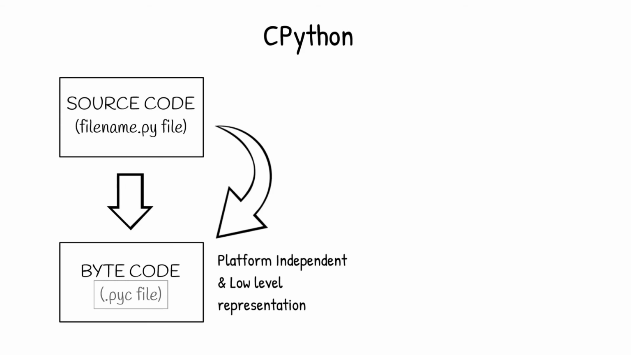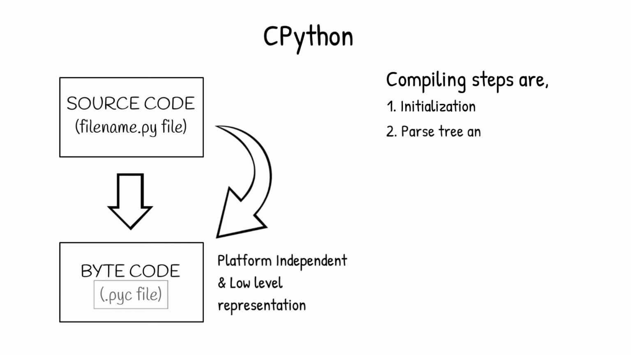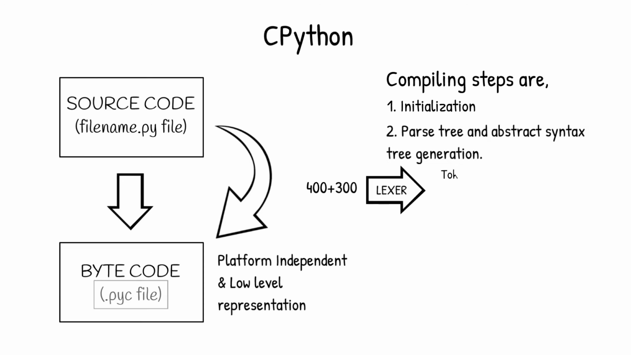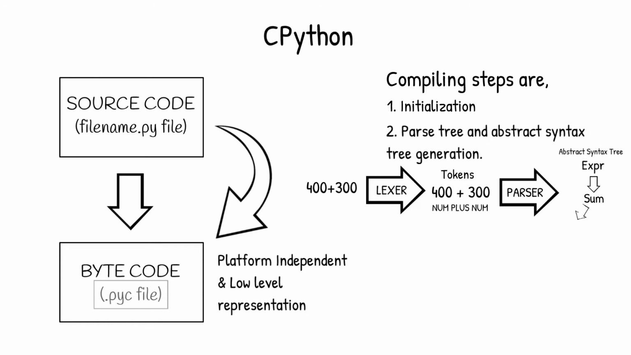The compiling process contains the following steps. Initialization with main and py_main function. Parse tree and abstract syntax tree generation. In this step, each Python expression is converted into tokens, and the tokens are parsed to abstract syntax tree.